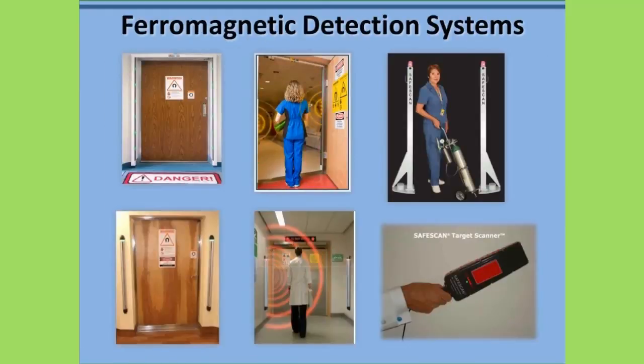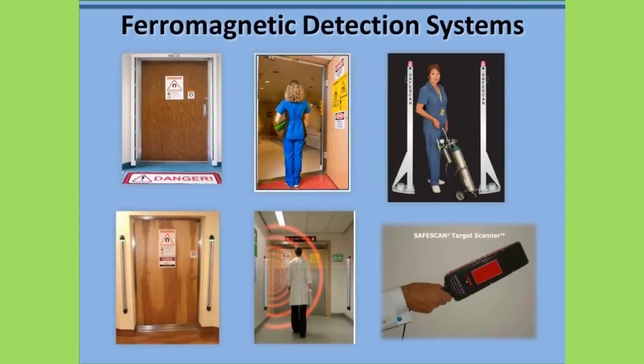As I mentioned previously, some MRI facilities use ferromagnetic detection systems that can easily identify ferromagnetic objects in order to help prevent accidents and injuries related to these items. This slide shows several examples of such systems as they are utilized to monitor the entrances to scanner rooms or placed in other areas such as the patient preparation room.